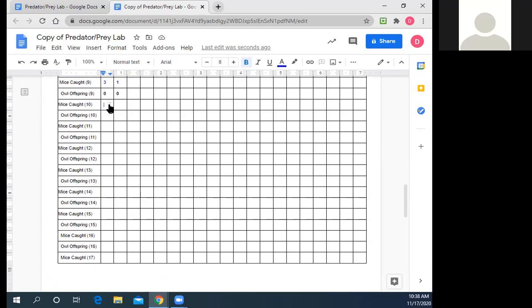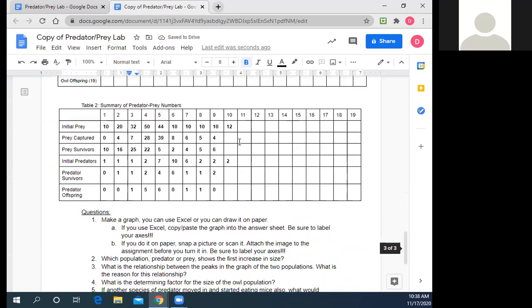All right. Gen 10. Owl 1, 3. Owl 2, nothing. So no babies. We captured 3. That means we have 9 left, which means we're going to start the next generation with 18 mice. For predator survivors, just 1. No kids. We're going to start the next generation with 1 owl.